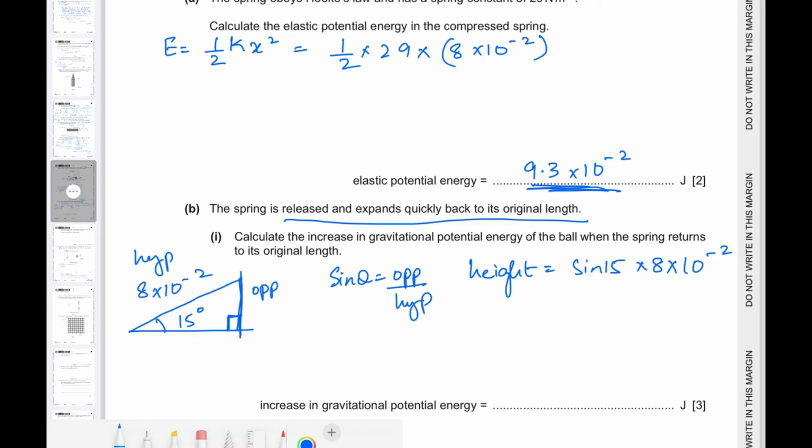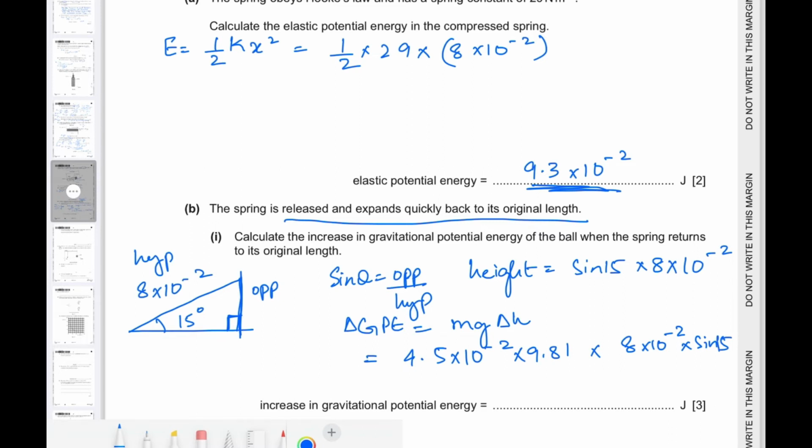This will be the change in height, or the height gained, the vertical distance traveled by the ball. So the change in gravitational potential energy is equal to mass multiplied by gravitational constant multiplied by the change in height, which is equal to the mass given in the question earlier, the constant value, as well as the change in height. And this will lead you to the final answer as 9.1 times 10 raised to negative 3 joules of energy.